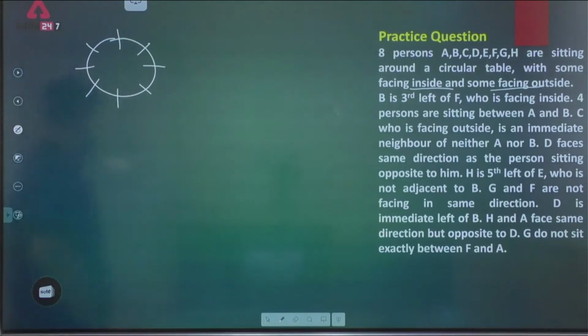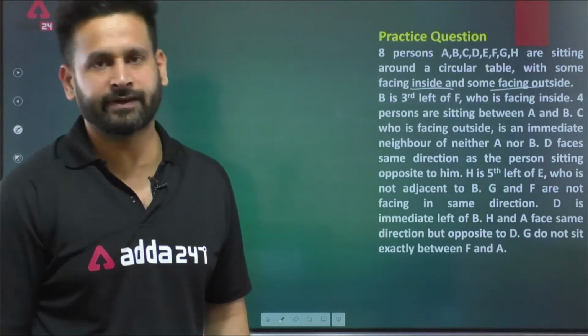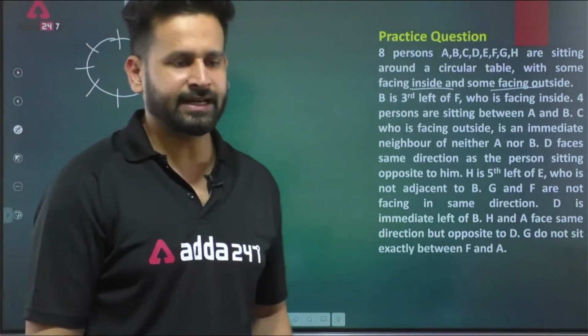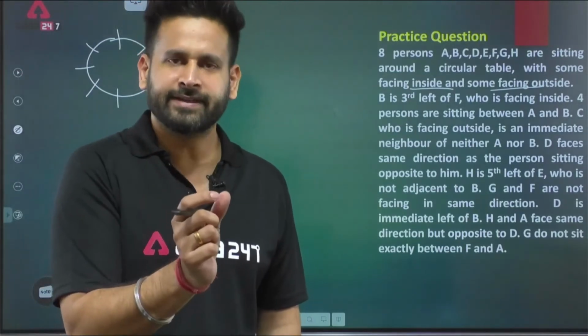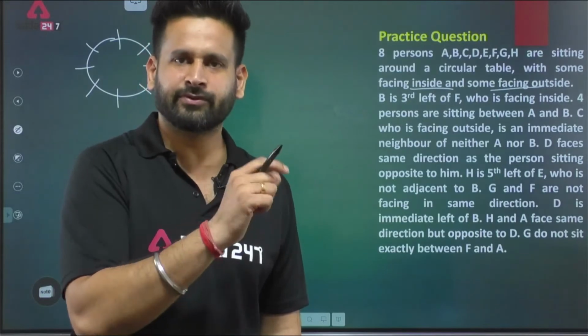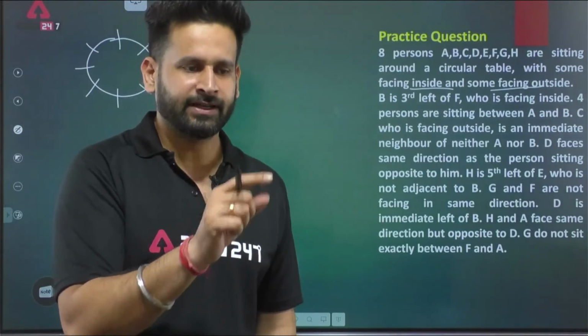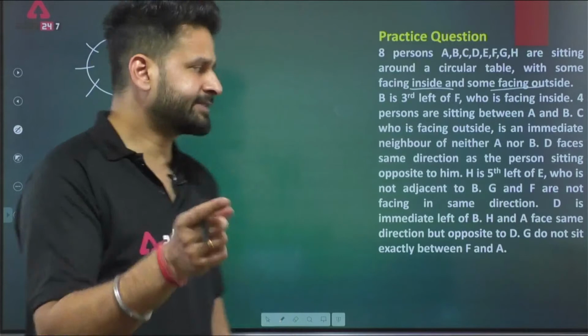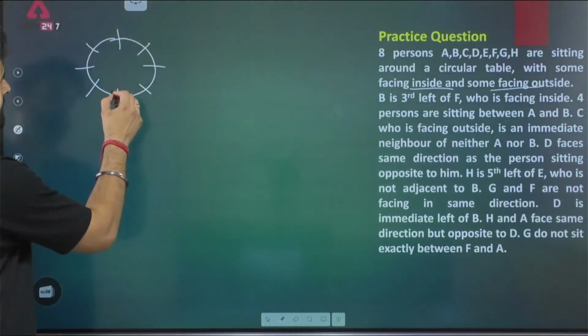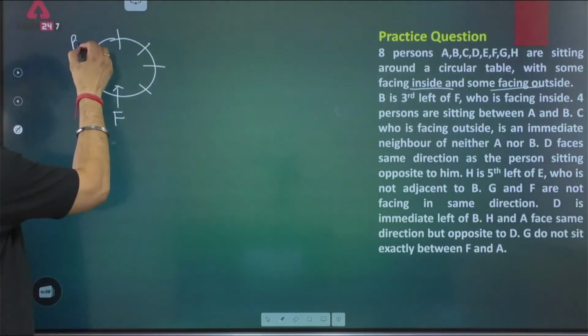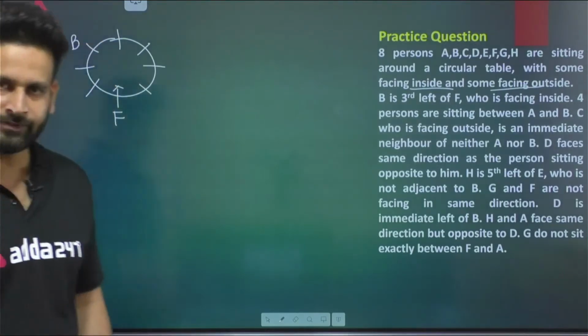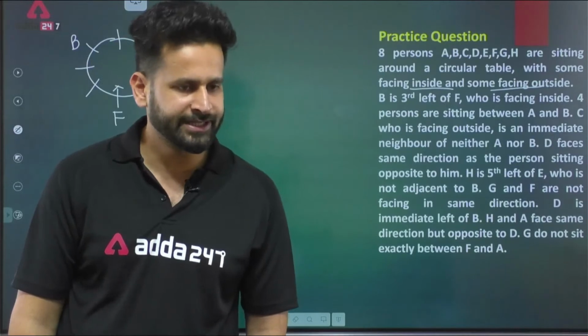Now the very first condition that you will read, that is giving you a confirmed information. For example, B is third left of F, comma, who is facing inside. So this who always refers to the person whose name is written just before comma. So this who is F. B is third left of F, F faces inside. B is third left of F, 1, 2, 3, this will be B. So this will be the arrangement.